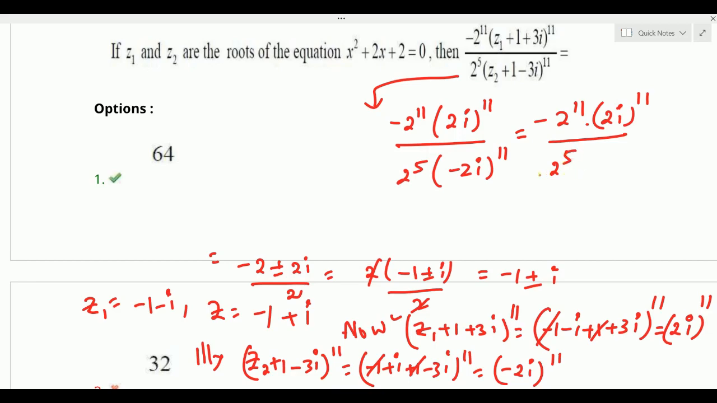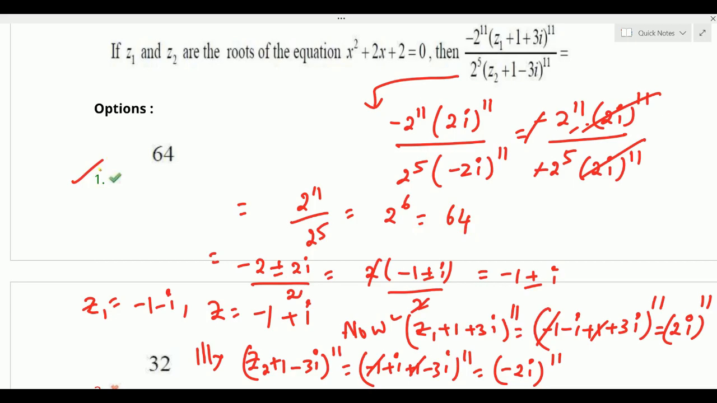11 is an odd number, that's why we get a minus. Easily, 2i whole power 11 and 2i whole power 11 cancel. Then minus and minus also cancel. What is left over is 2 power 11 by 2 power 5, which cancels to 2 power 6, that is 11 minus 5 is 6. 2 power 6 is 64. That is given clearly as the first option.